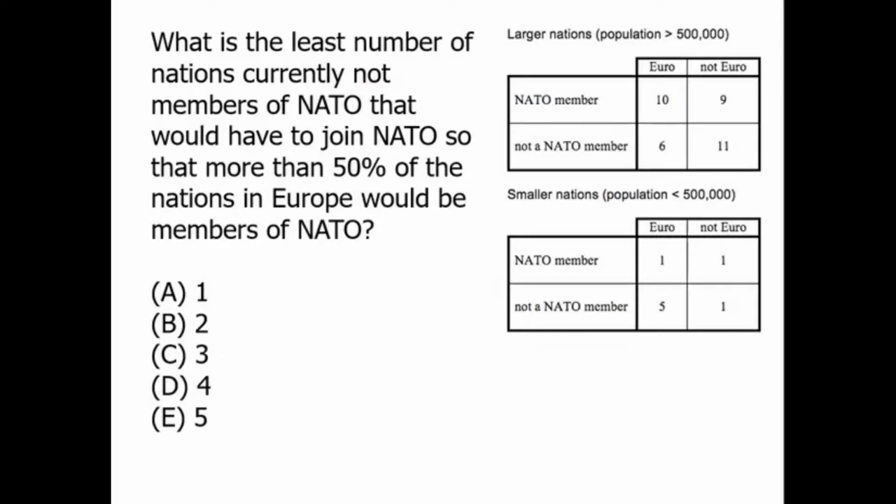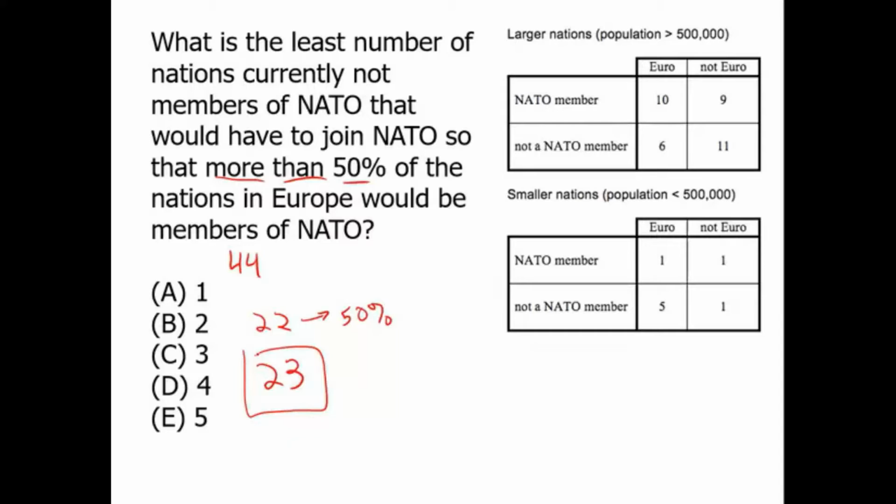Well, right now, we know there are 44. And so if there were 22 members, that would be exactly 50%. If we want to have more than 50%, we'd have to have at least 23. So that is the target. How would we get up to 23?